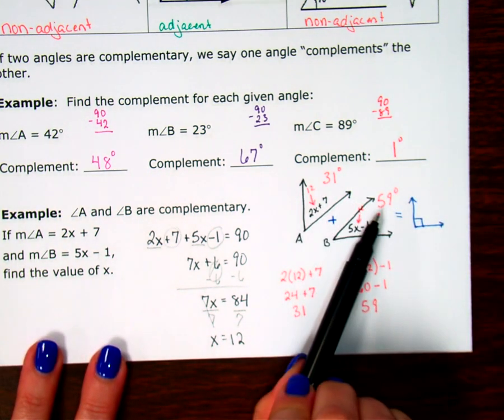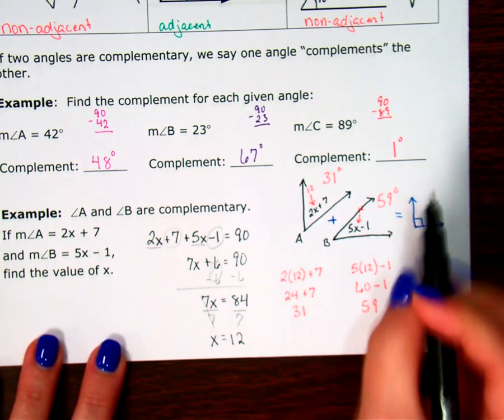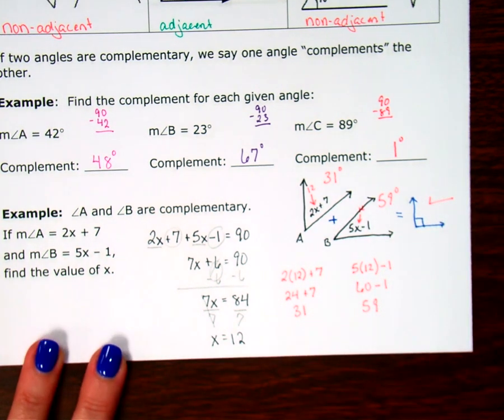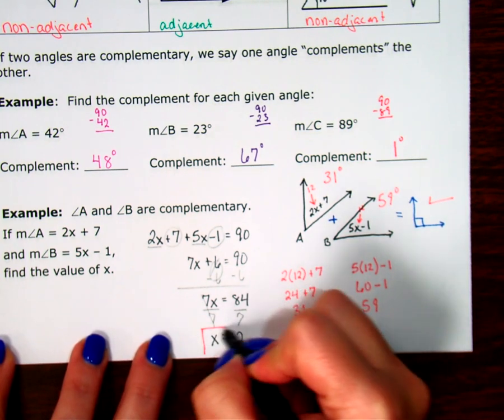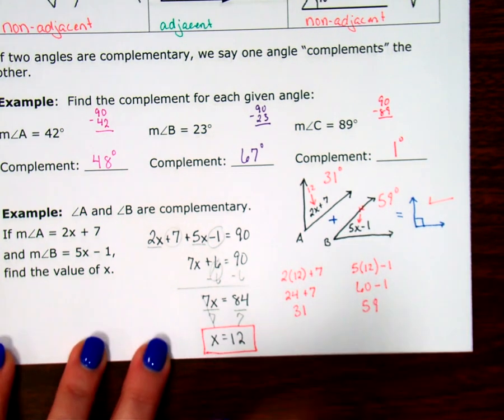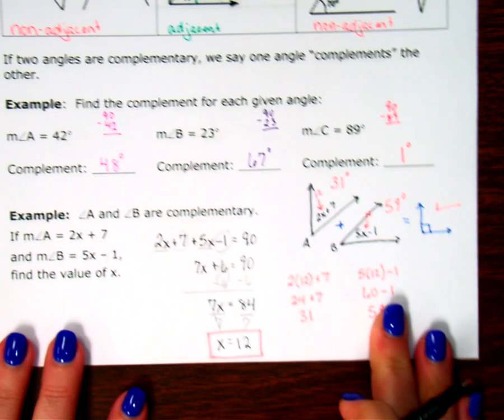So then we check, does 31 plus 59 equal 90? Yes, it does. Okay, so it's always good to check your work before you put a box around it, because you know you've seen me make mistakes before.